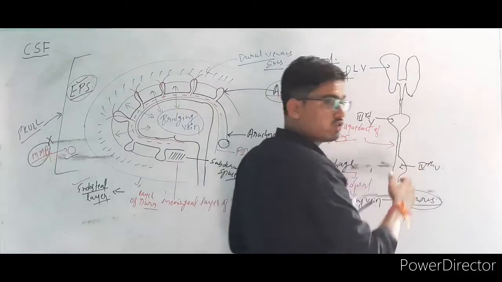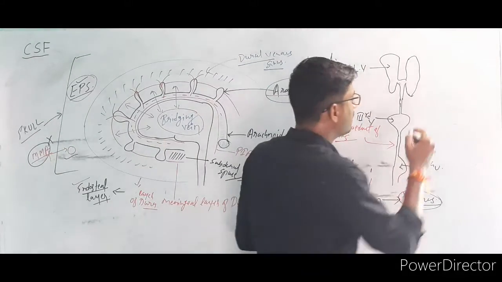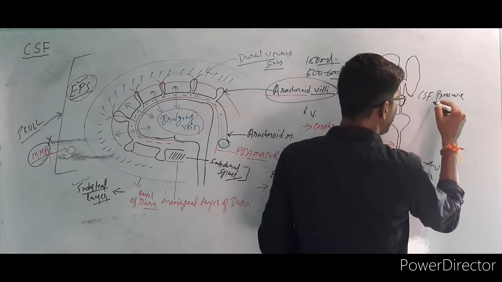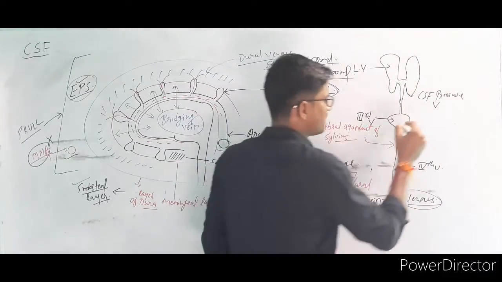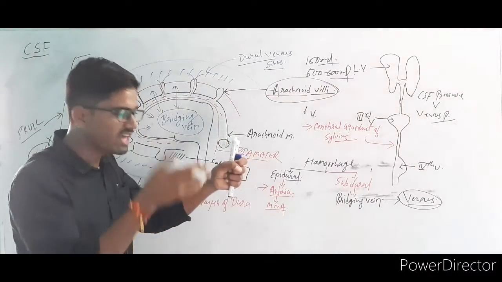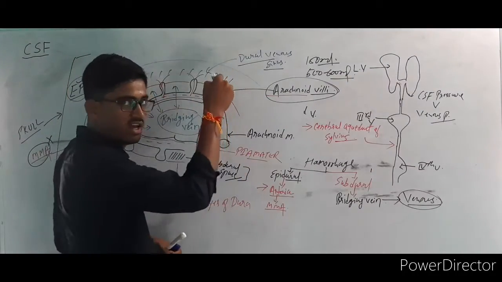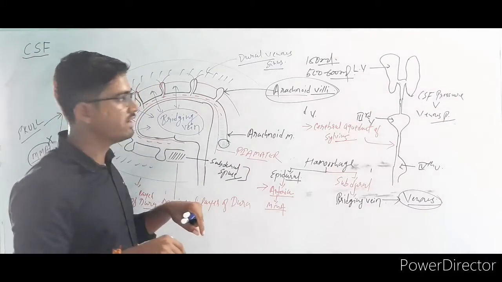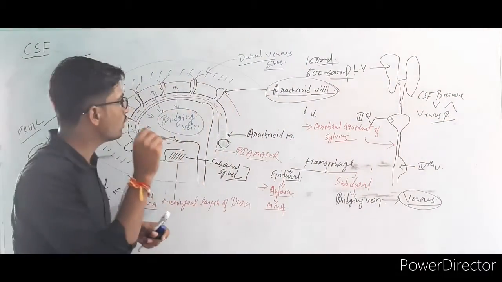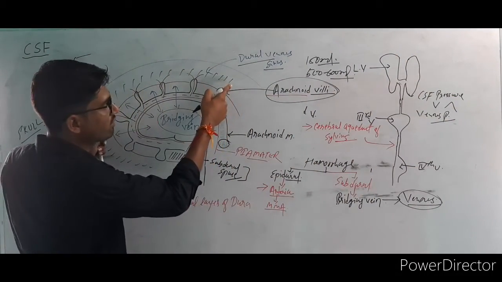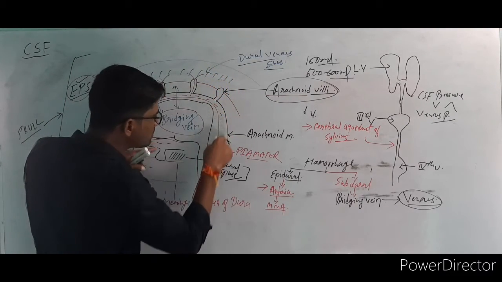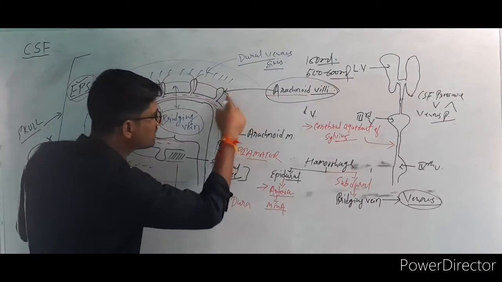Here I want to write. What happens? CSF pressure should be greater than venous pressure. We know if CSF pressure is higher than venous pressure, then it will enter here. What will happen if venous pressure is greater than CSF pressure? Then the blood from the dural venous sinus will enter into the subarachnoid space through this arachnoid villi.